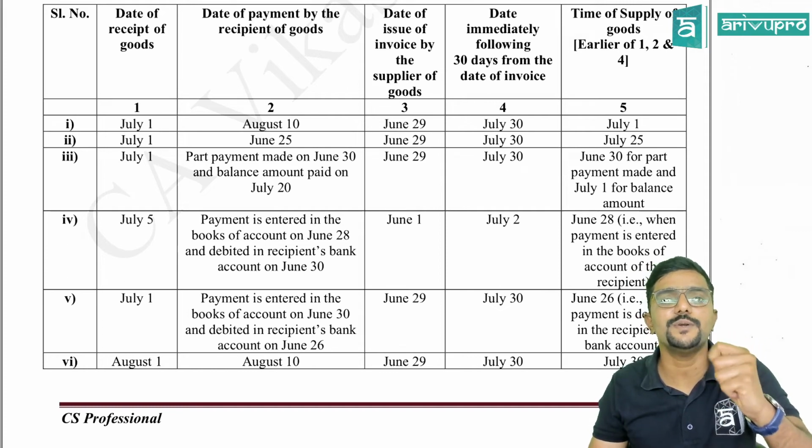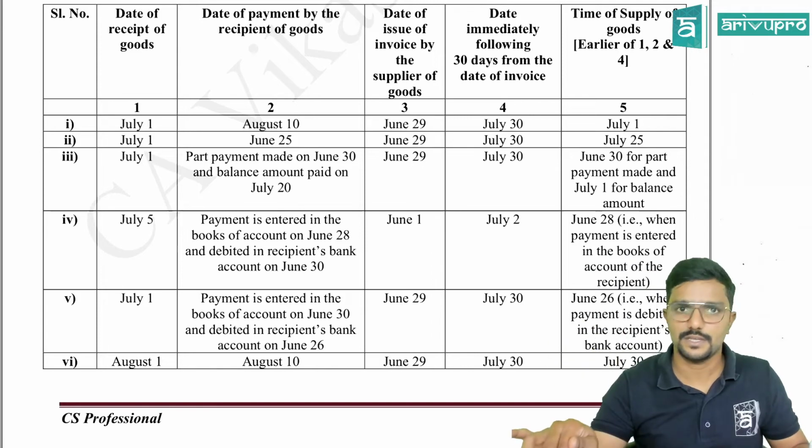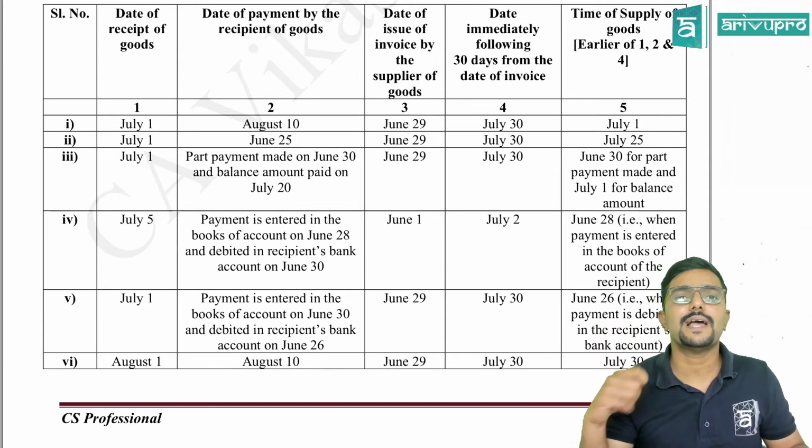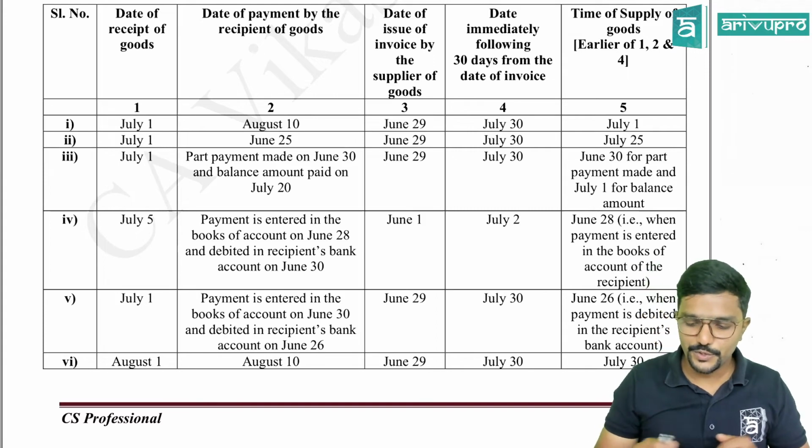Means you should be able to calculate it very fast. You need not show the working, how I got July 30th. But you should be able to calculate it in the minimum time. Fine. So you need to calculate.